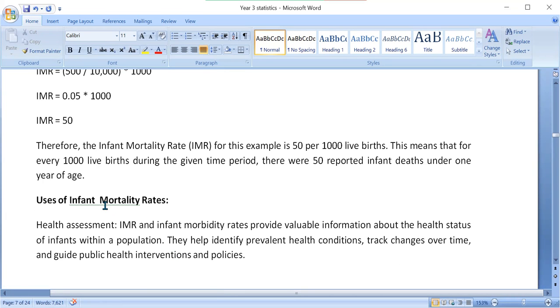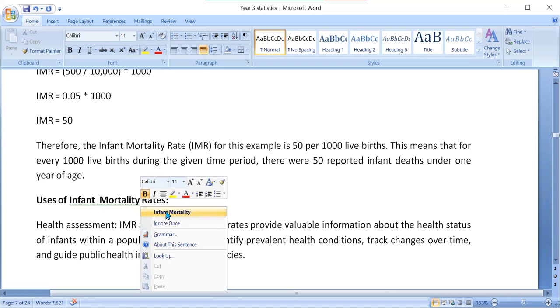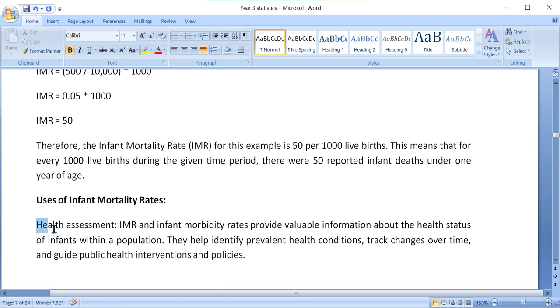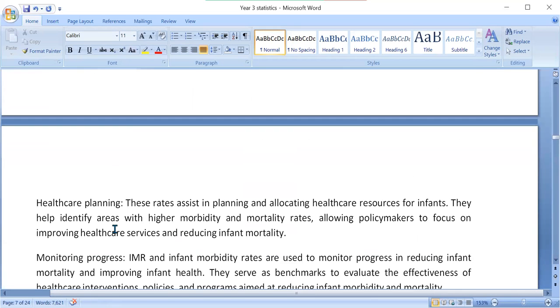Okay, so uses of IMR. The uses include health assessment. Health assessment, very, very important. IMR and infant mortality rates provide valuable information about the health status of infants within the population. They help identify prevalent health conditions, track changes over time, and guide public health interventions. So from this, we can ask, what is the cause of this? We start assessment. What is killing these children? What diseases are killing these children? From there, we can institute interventions.